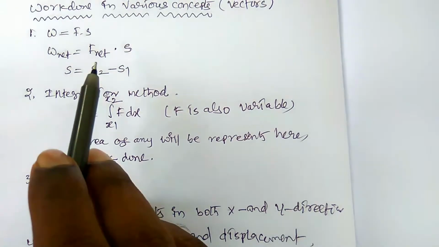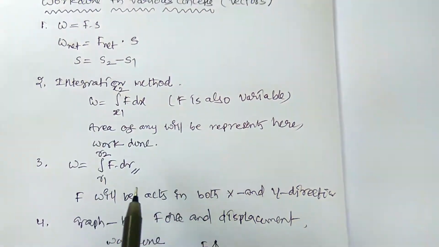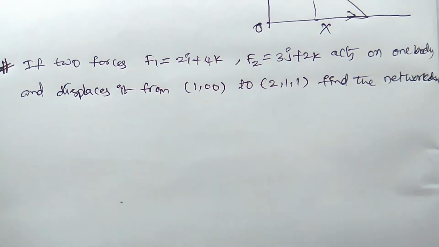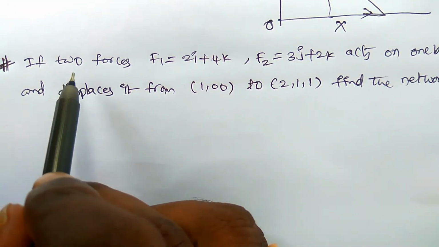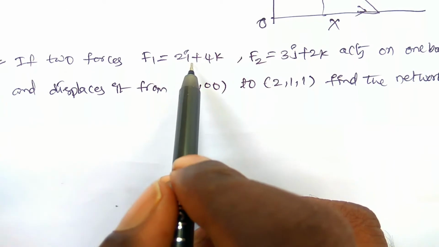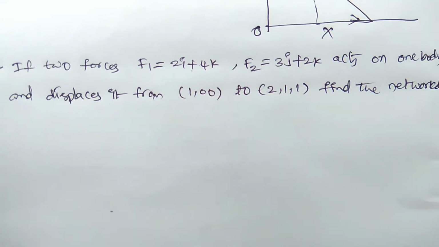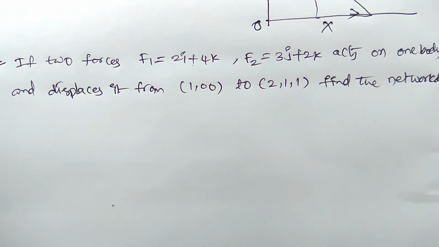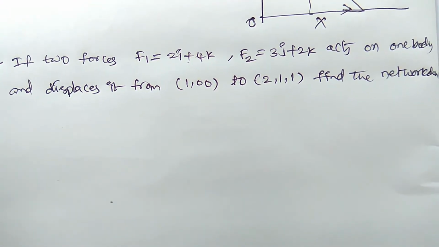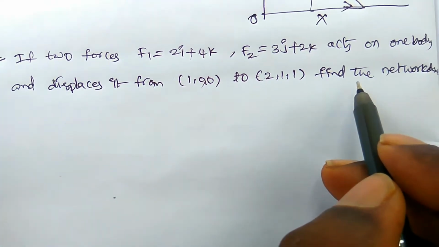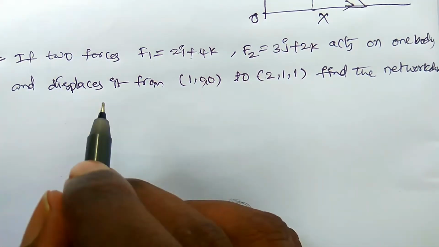Now, coming to the first model, let us see how we can solve these types of problems. Here is a problem: if two forces, F1 equals 2i plus 4k and F2 equals 3j plus 2k, act on a body and displace it from (0,0,0) to (2,1,1), find the net work done.